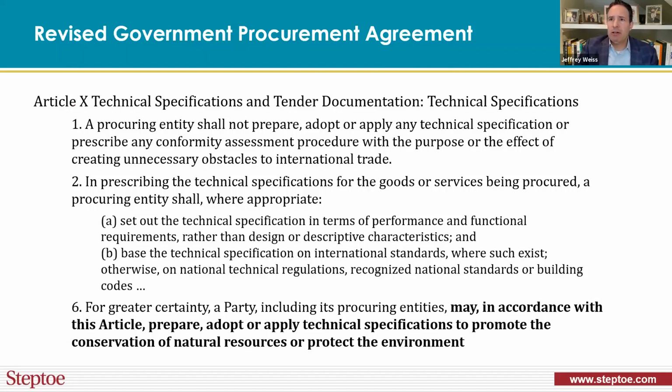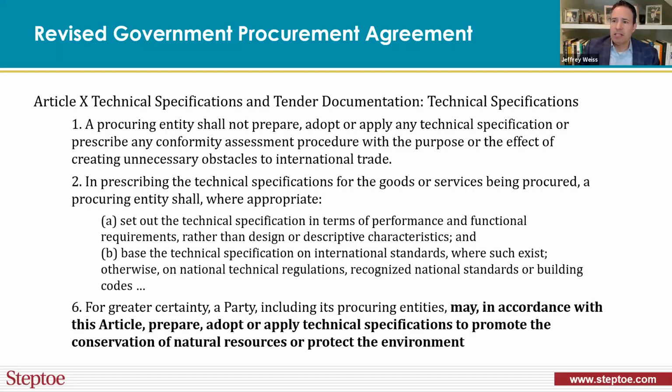And then going into a little more detail in Article 10 of the revised GPA, I just want to go through the structure of it so you can get a sense, because this is replicated in other agreements. So it starts off by saying that procuring entities need to make sure they're not creating unnecessary obstacles to international trade. In prescribing the technical specifications for both goods and services being procured, you need to set out the technical specifications in terms of performance and functional requirements rather than design or descriptive characteristics, and base such specifications on international standards where they exist.